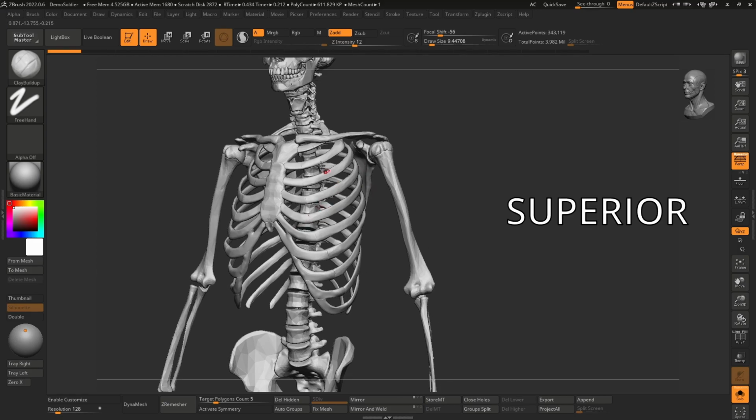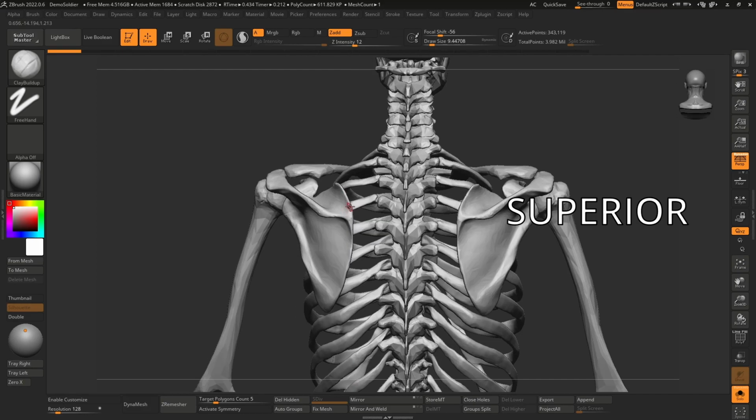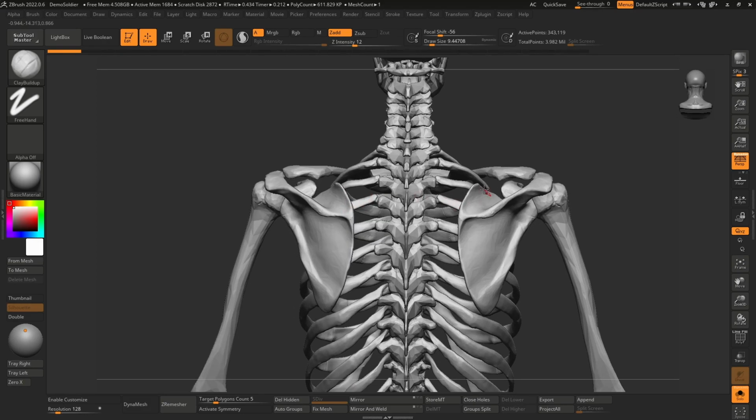Then we have superior. Superior is probably one of those you're going to just intuitively know, because it's actually an English word, being superior to something. Superior means above. And then at the same time, you have inferior, also a perfectly normal English word, which means below. So superior, above, and then you have inferior, below.